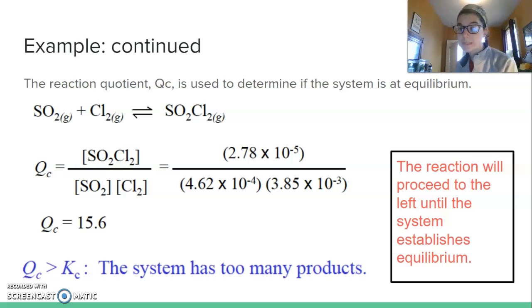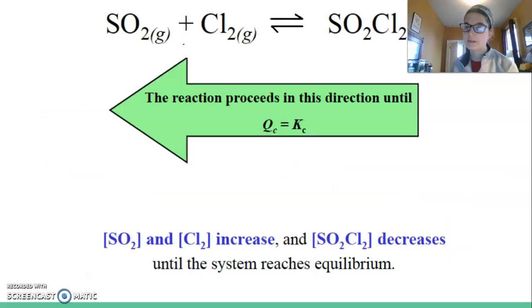So the reaction will proceed to the left, or the reverse reaction will proceed more than the forward reaction, until the system establishes equilibrium. So again, here's our equation. We say that the reaction proceeds in this direction to the left, or the reverse reaction proceeds, until equilibrium is achieved. So the concentration of SO2 and Cl2 will increase, and the concentration of SO2Cl2 will decrease until the system reaches equilibrium.